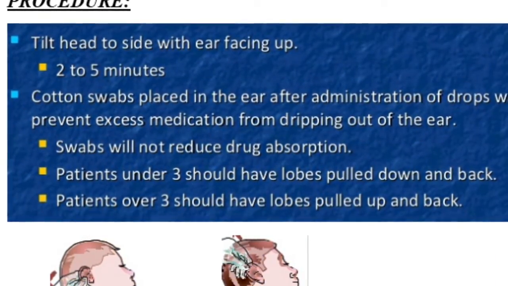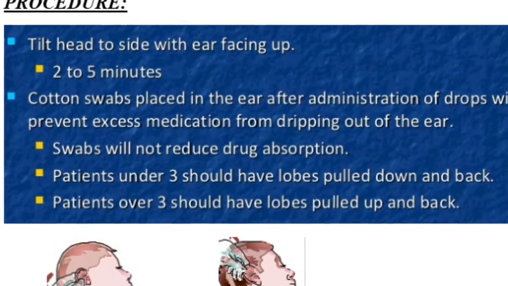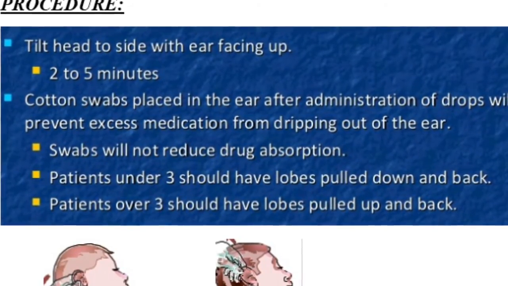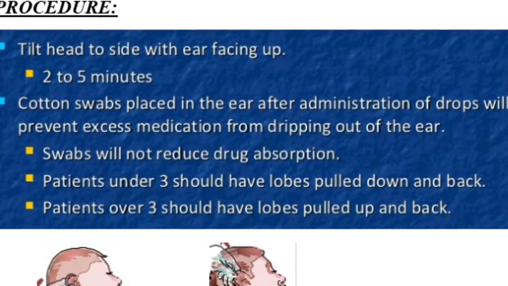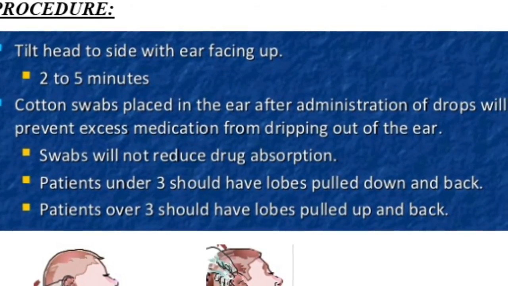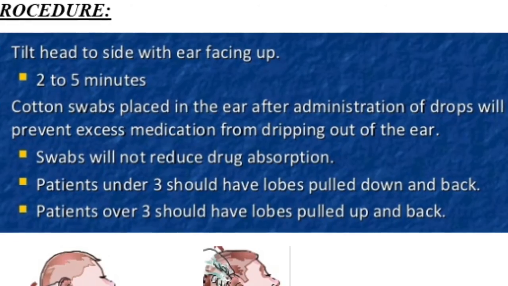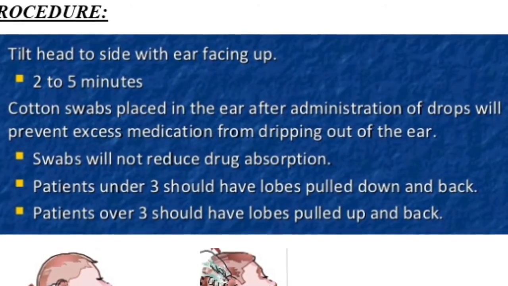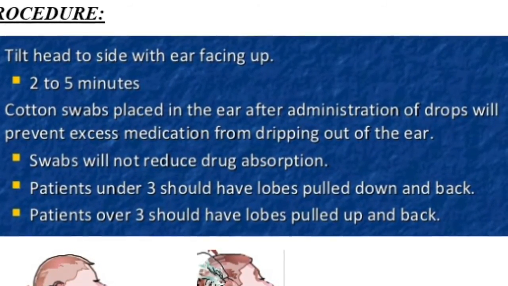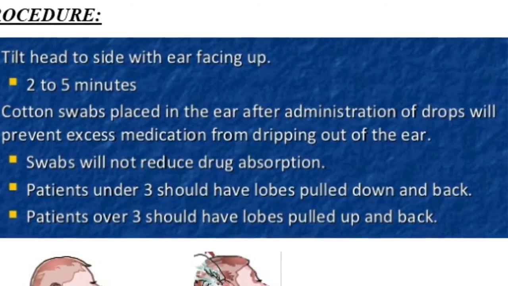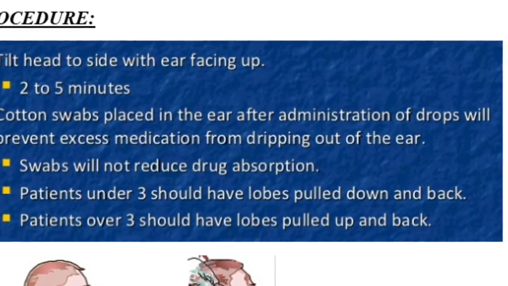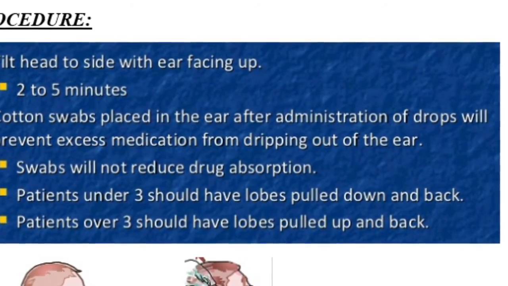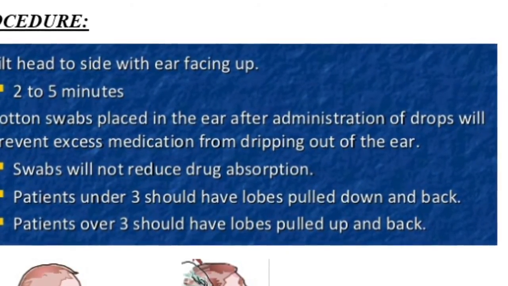The procedures are as follows. Tilt head to side with ear facing up. It takes 2 to 5 minutes. Cotton swabs placed in the ear after administration of drops will prevent excess medication from dripping out of the ear. Swabs will not reduce drug absorption. Patients under 3 should have lobes pulled down and back, and patients over 3 should have lobes pulled up and back.